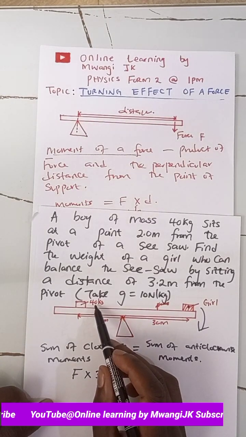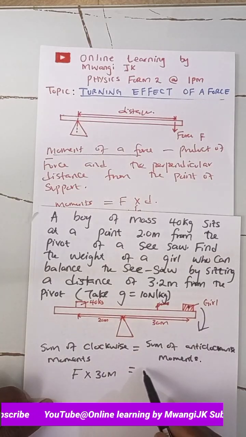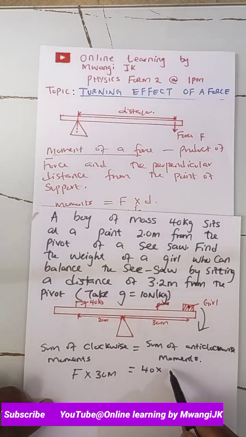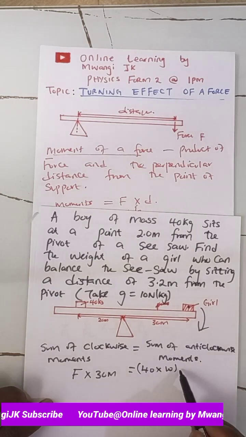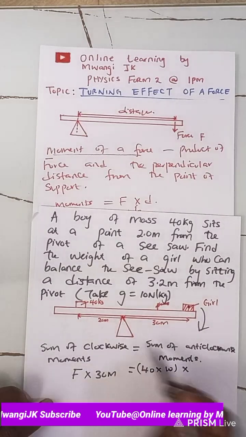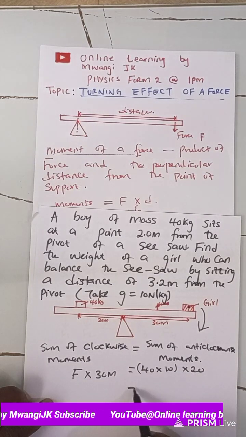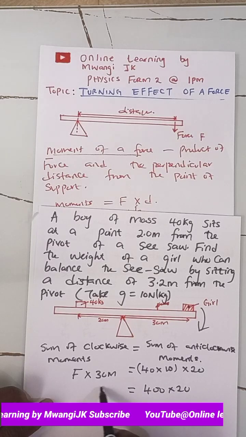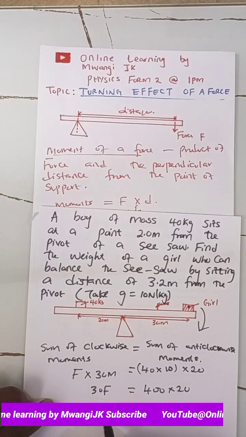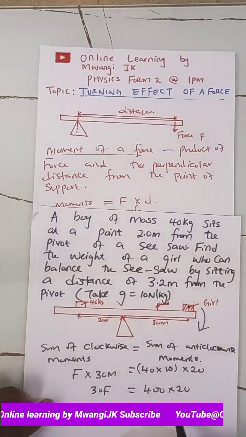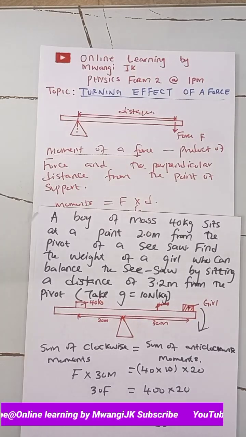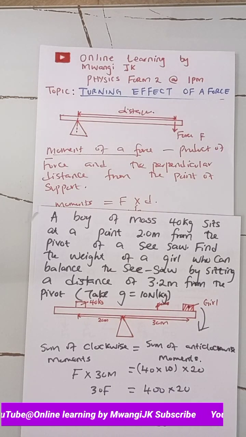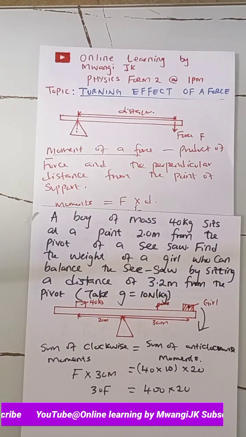So we change the weight of the boy into a force, so 40 by 10 to make it a force, and then we multiply by the distance from the pivot, which is 20 meters, so this is 400 by 20, and this is 30 F. So the force is 400 times 20, we divide by 30. So we are saying that the weight of the girl will give us the clockwise movement, and that of the boy will give us the anticlockwise movement.